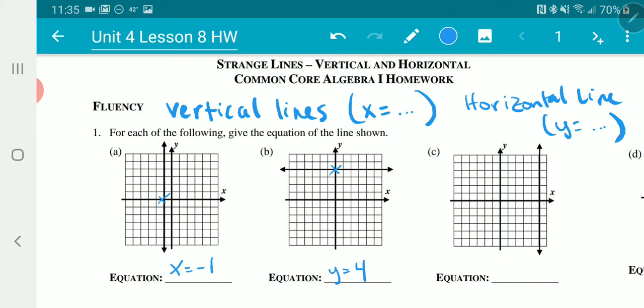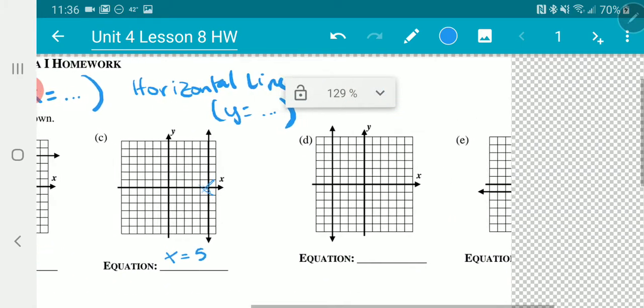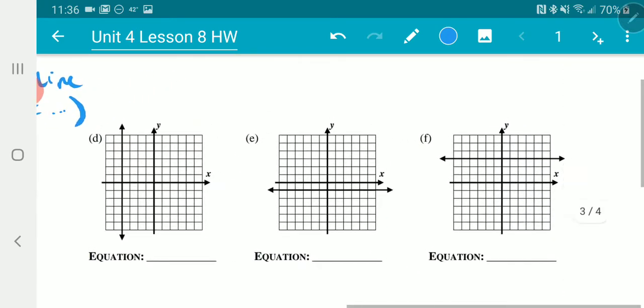For letter C, this one is a vertical line. We're crossing through the x-axis, and it looks like I'm going to count over 1, 2, 3, 4, 5. That crosses through at x equals 5. You can see how easy this is when it comes to horizontal and vertical lines. Let's keep moving along here. As we get to letter D, here's my line. It crosses through my x-axis right there. It looks like I'm hitting at x equals -4. I'm counting left 4, so that's a -4.